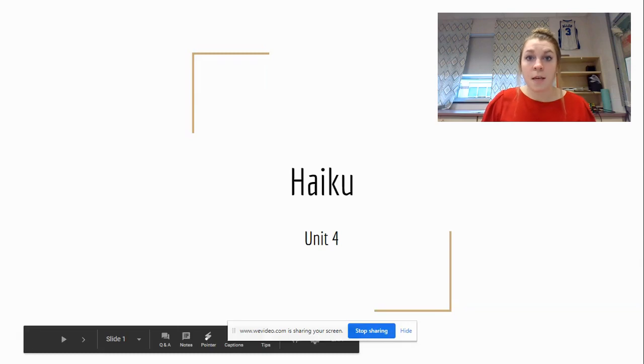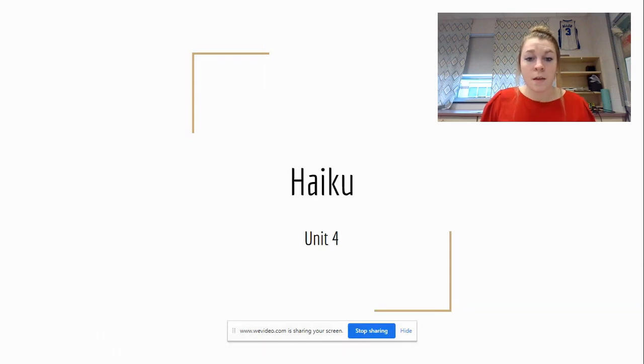To our first type of poem, which is haikus. So I'm just going to go over a brief overview of what a haiku is, and then we're going to read one, and then we're going to look at the activity that you have to complete for today, which is both modern and old haikus.